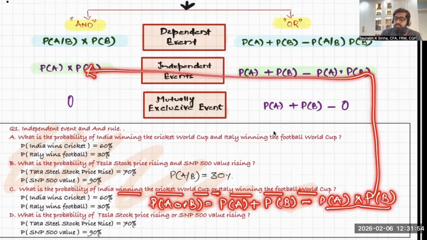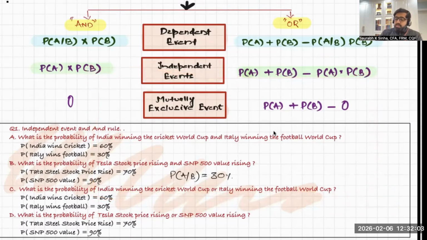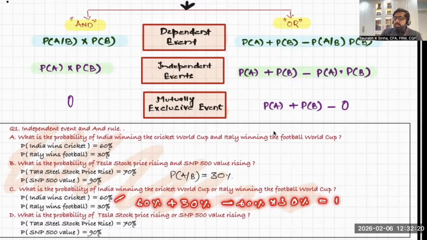Correct? Okay. So do we have this information? Do we have probability of A? Do we have probability of B in this question? Yes, we have probability of A, that is 60%, plus probability of B, that is 30%, minus probability of A and B, which is probability of A into probability of B, only because this is independent event, that is 60% into 30%, that is 18%. As in this value is 18%. So 90 minus 18% is 72%, which is the final answer for this question.